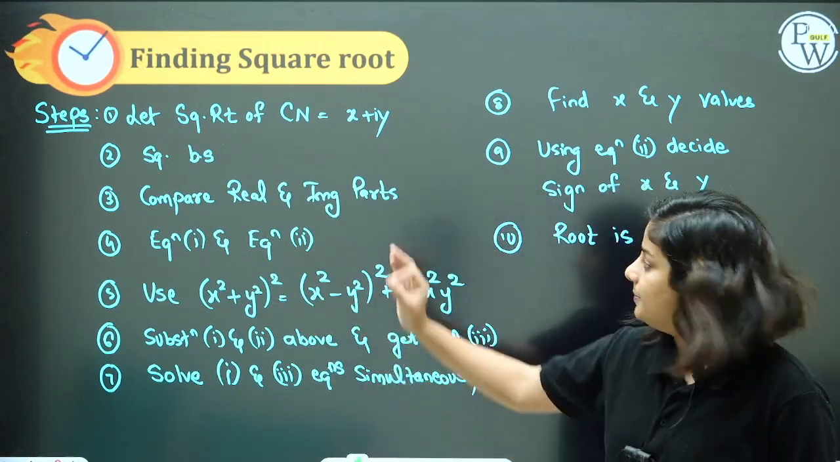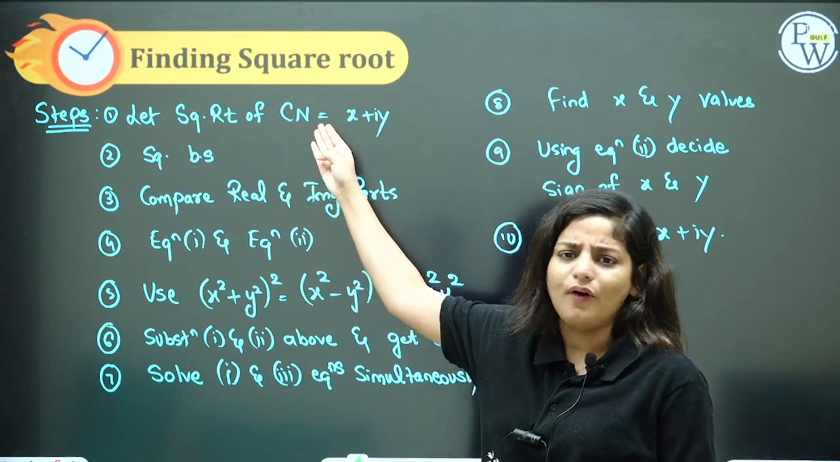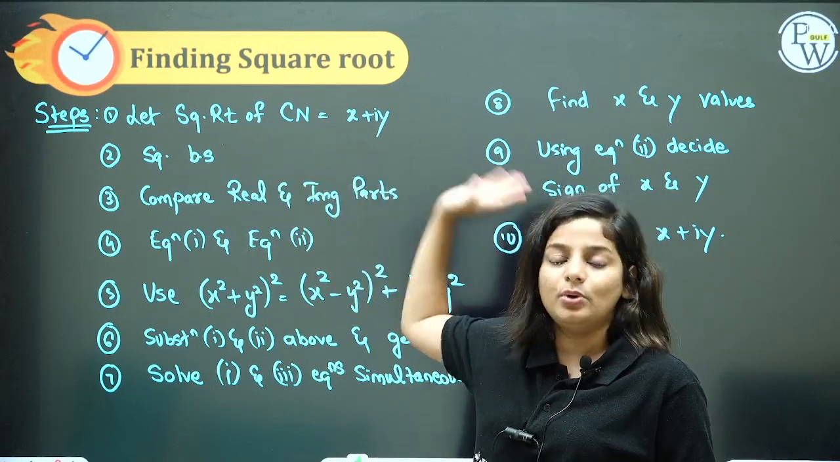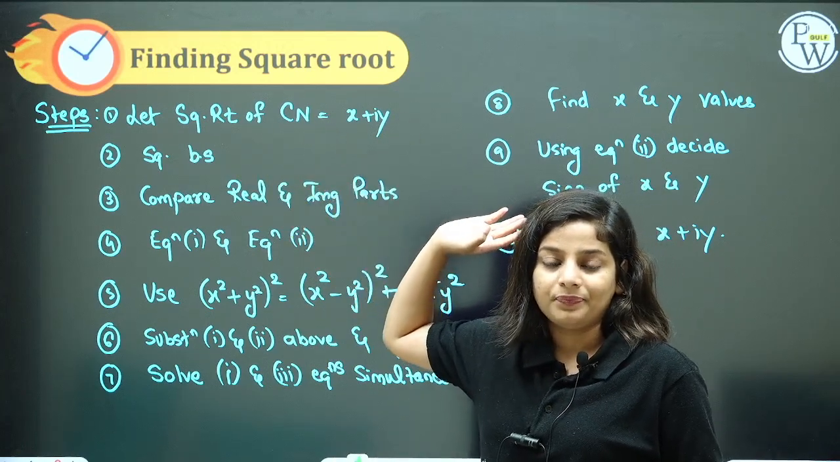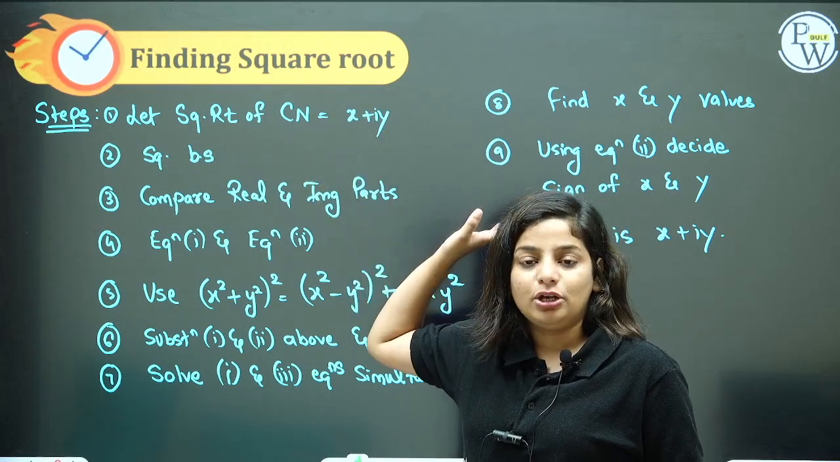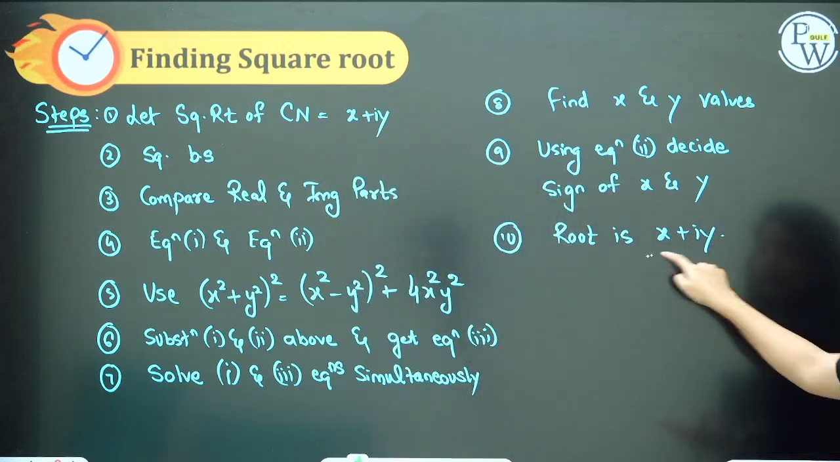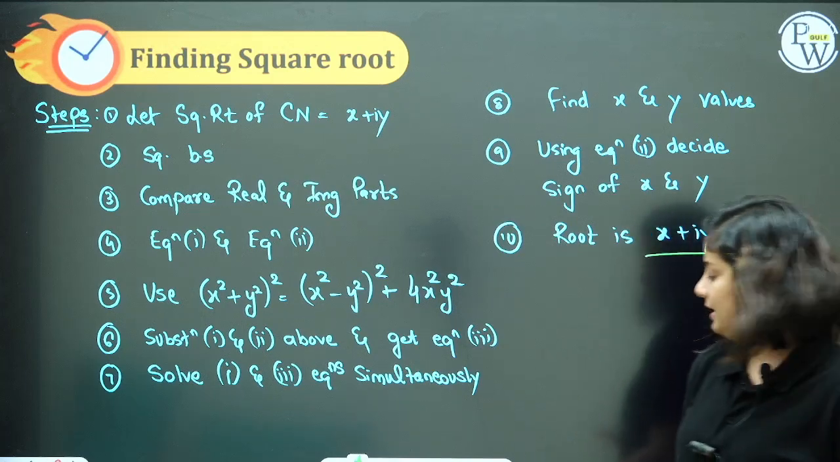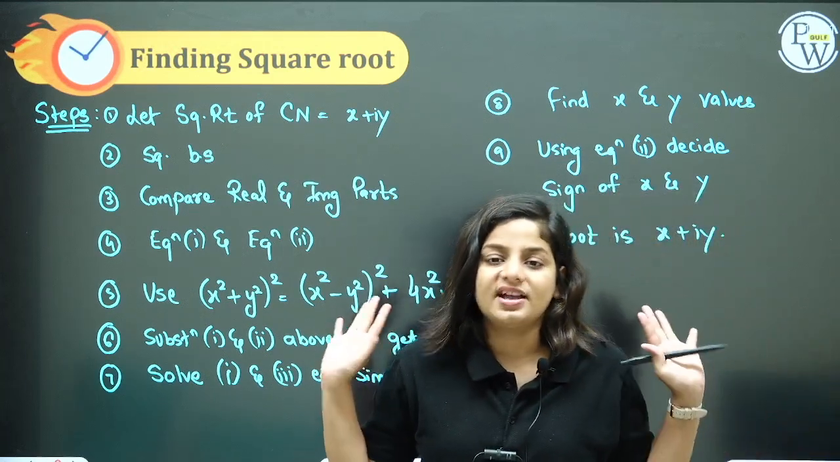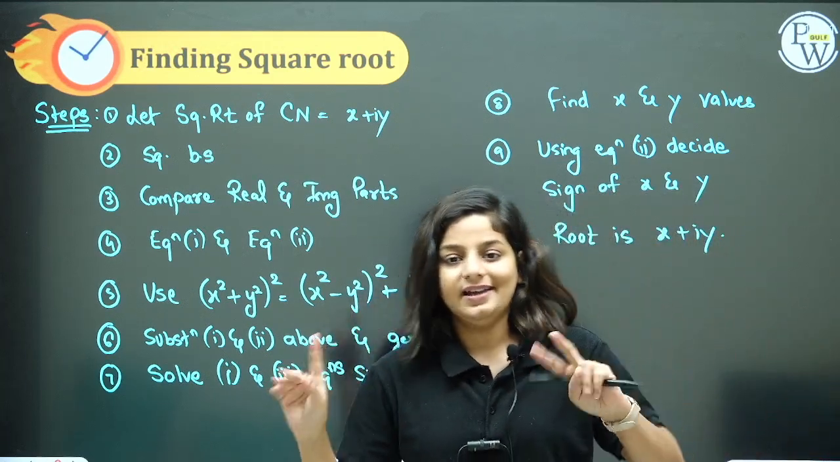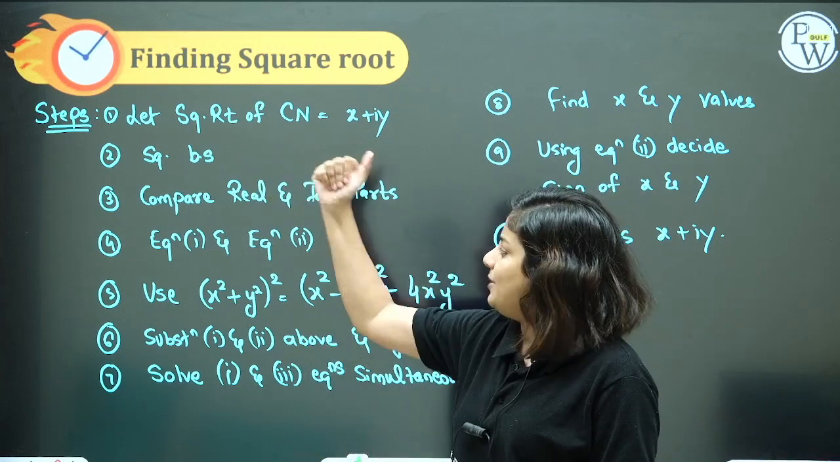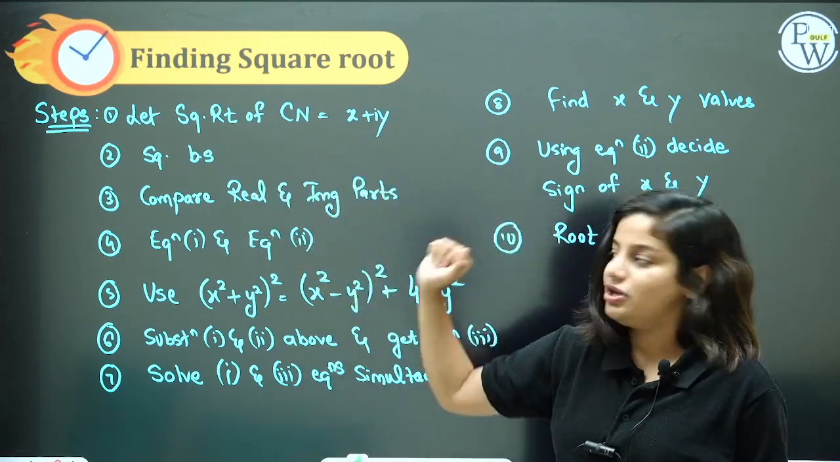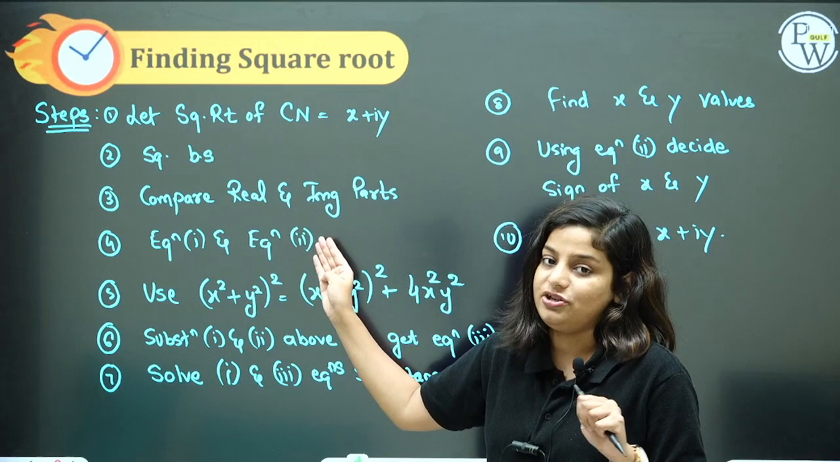The first step, let the square root of whatever complex number you are finding be equal to x plus iy. So let the square root be equal to x plus iy. In the end, you want to find what is x and what is y. Finding x and y is the target. Square both sides, compare the real and imaginary parts. You will get two equations.